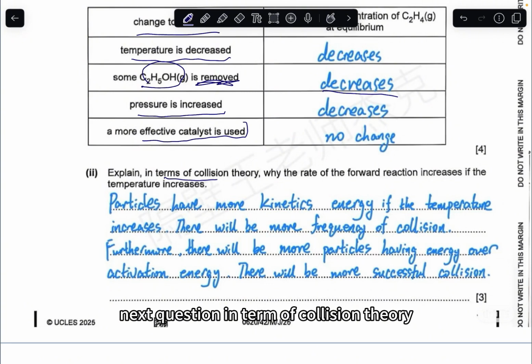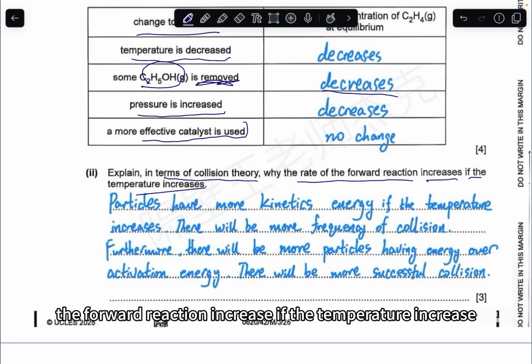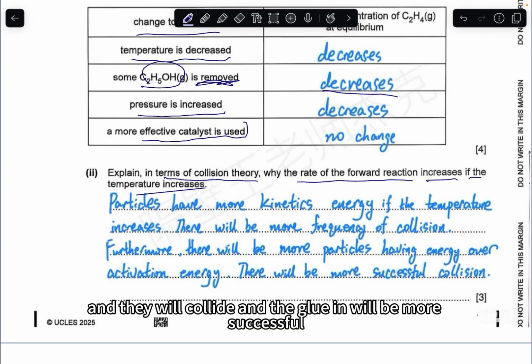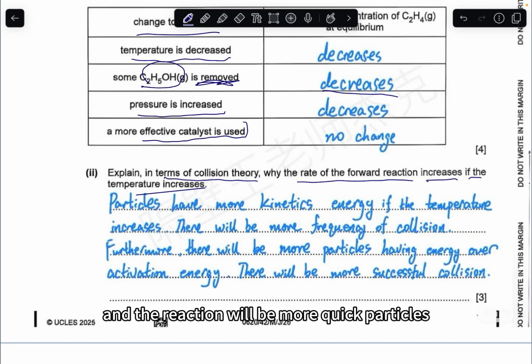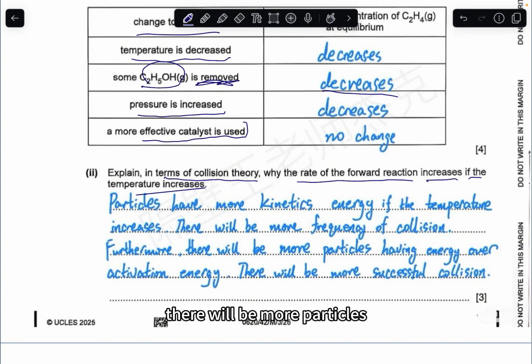Next question, in terms of collision theory, why does the rate of forward reaction increase if the temperature increases? The rate increases because kinetic energy increases. The particles will move faster, and they will collide, and the reaction will be quicker. So particles have more kinetic energy. If the temperature increases, there will be more frequent collisions. Furthermore, there will be more particles having energy over the activation energy, so there will be more successful collisions. So the reaction will move faster in the forward direction.